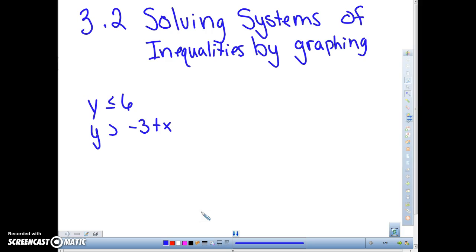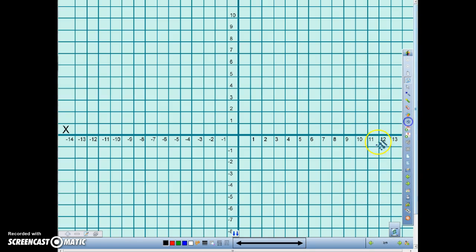The first one is y is less than or equal to 6, and y is greater than negative 3 plus x. These are both linear inequalities, so we're just going to start graphing them. The first one, y is less than or equal to 6. It's a solid line where y is 6 always.